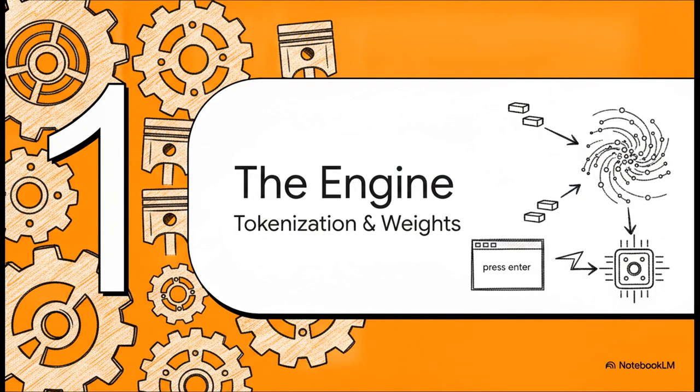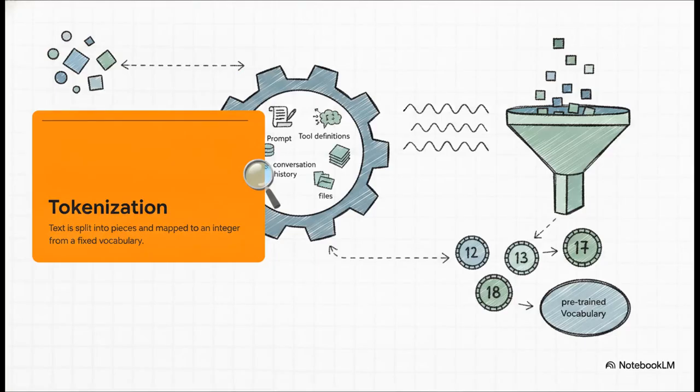All right, section 1, the engine, tokenization, and weights. To really get how these dials work, we've got to look under the hood for a second. Whenever you use Claude Code, everything, your prompt, your tool definitions, your conversation history, your files, gets packed into one single API request. But here's the kicker. The model never actually sees your plain text. The very first step in the pipeline on the server is called tokenization. Basically, this is where your text is split up into little pieces, and each piece is mapped to a specific integer from a fixed, pre-trained vocabulary.